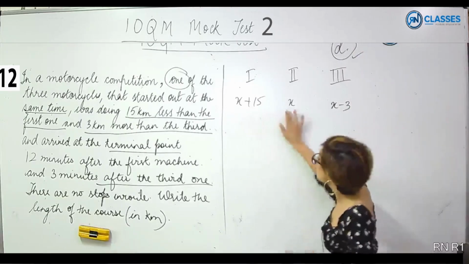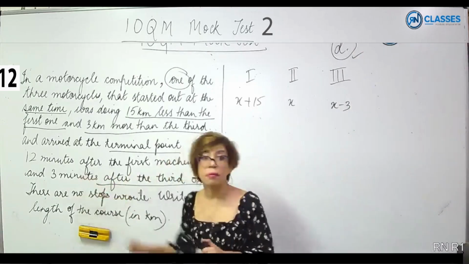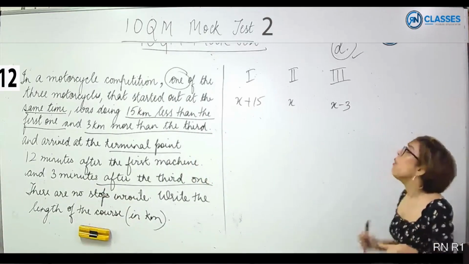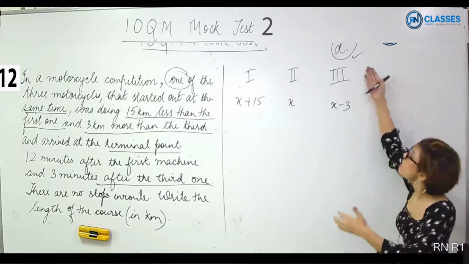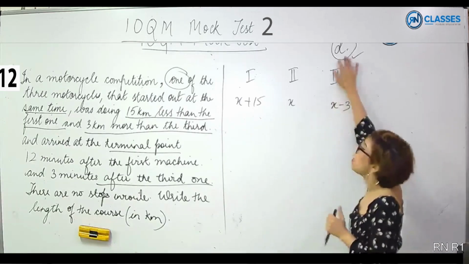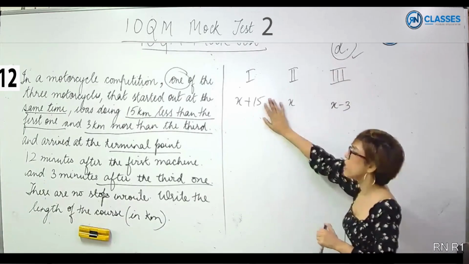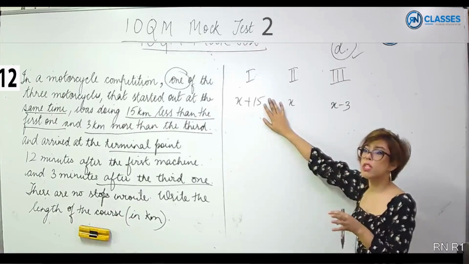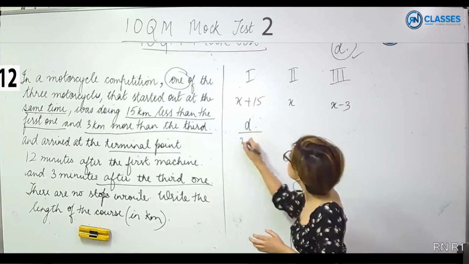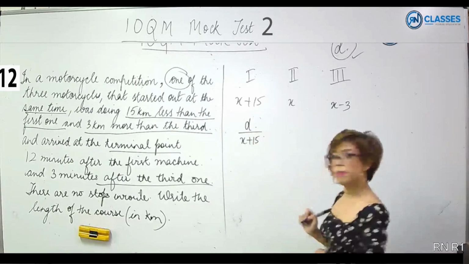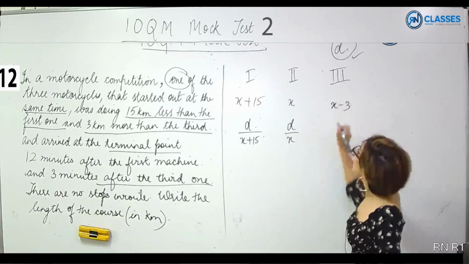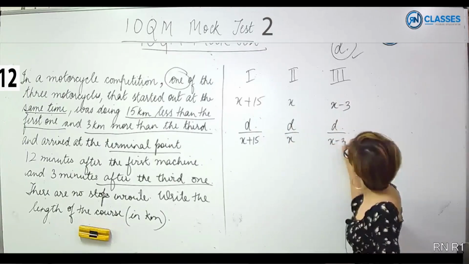Now I know distances. I know the condition related to time. That means I will form my equation involving time. Now, let me write the time taken first. If the distance to be covered is d, and the speed is x plus 15, then the time taken would be d divided by x plus 15. Right? Here the time would be d by x. Here the time would be d by x minus 3.